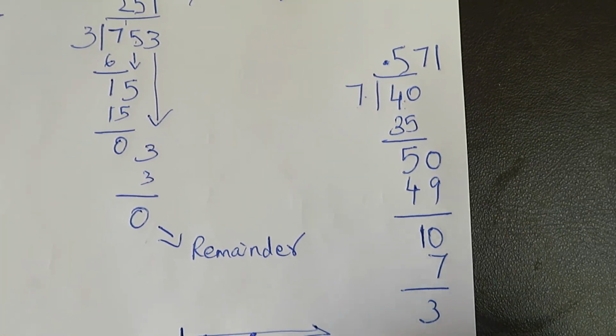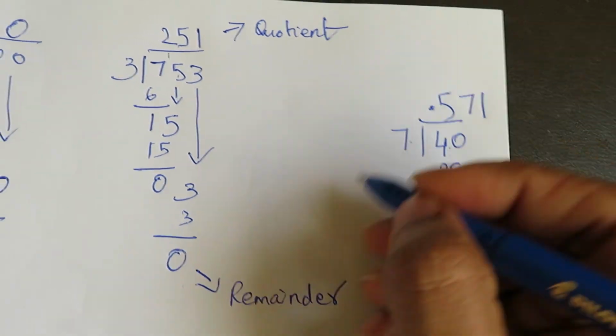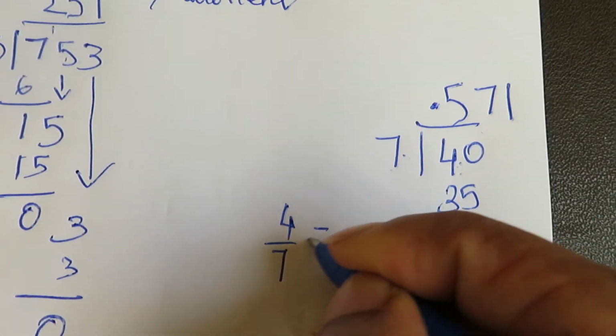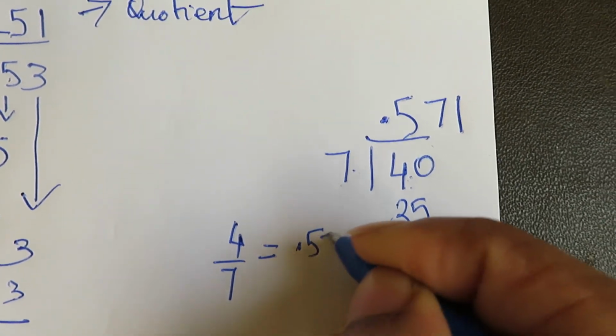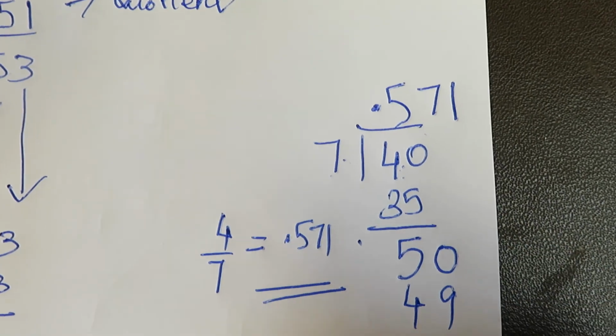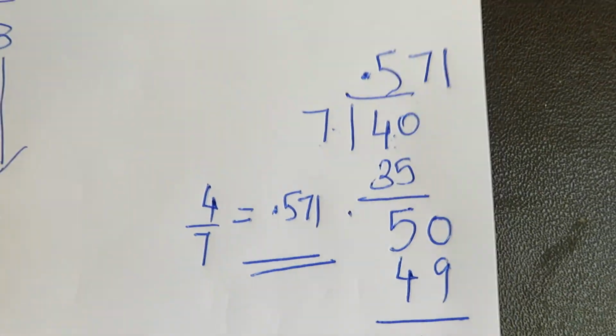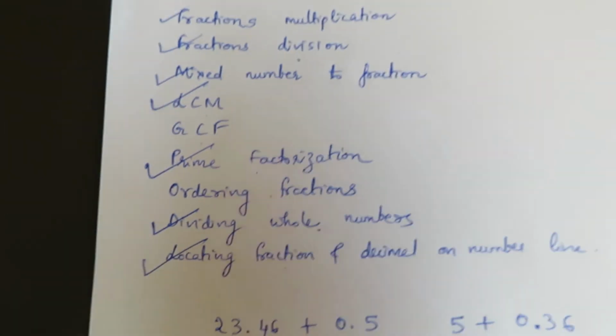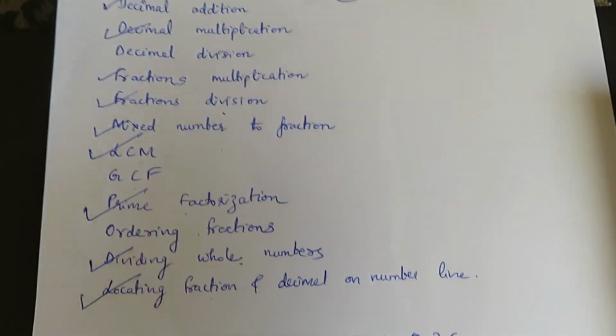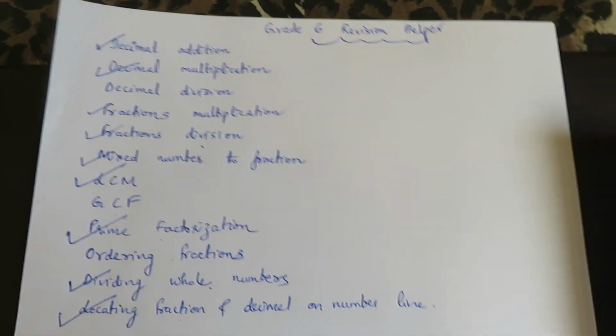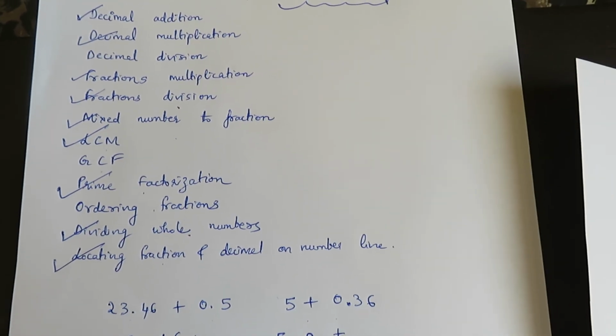Now I needn't continue like this. You can stop it here. So you know now 4 by 7 is equal to 0.571. Okay? That's how you convert a fraction into a decimal. So we did dividing whole numbers too. Decimal. Okay, so I think I'll stop here. Maybe you can figure out how to do the remaining.